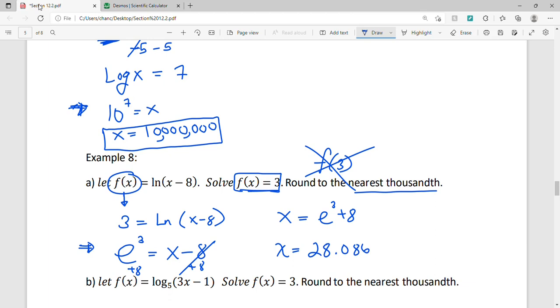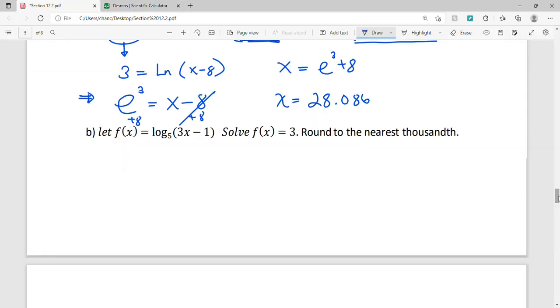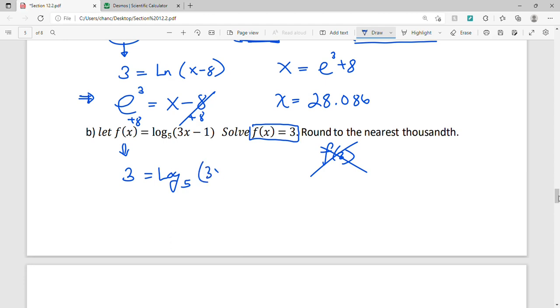28.086. That's our solution according to Desmos. Let's look at part B. Again, this is finding f of x equals 3. We're not substituting. We're not doing f of 3. We're replacing f of x with 3. So let's rewrite this as 3 equals log base 5 of 3x minus 1.